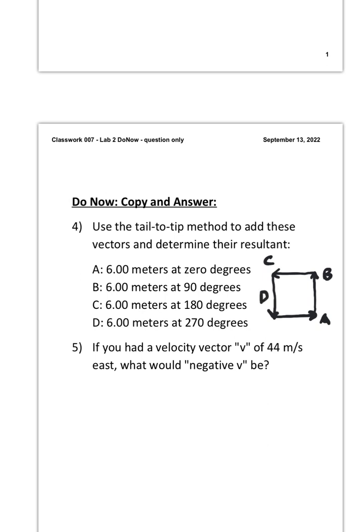And so we know that if you start and stop in the same place, your resultant winds up being 0. So no resultant for number 4. And number 5 is pretty quick.